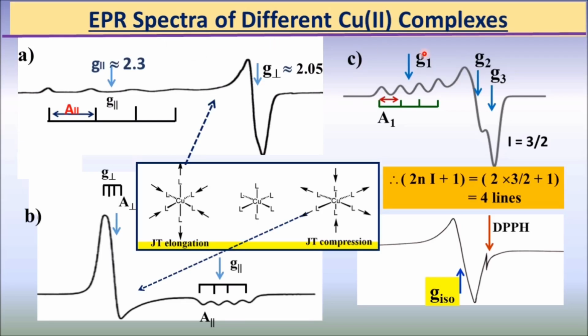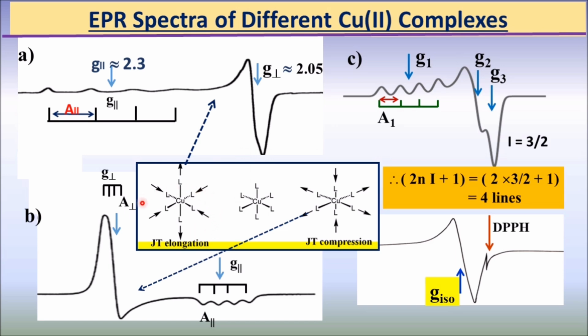EPR spectra of different copper complexes. For example, A is the EPR spectrum of a tetragonally elongated complex, and B is the tetragonally compressed copper complex, and this is an orthorhombic, low symmetry copper complex, and this is an exchange coupled copper complex. Let us now see these.